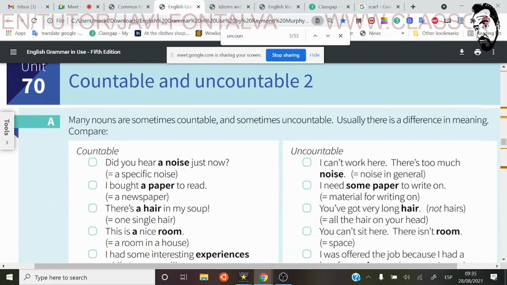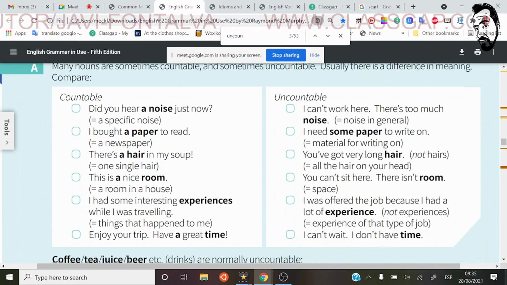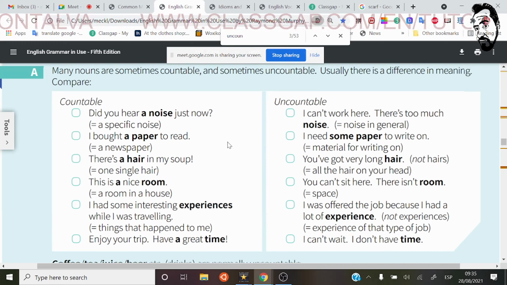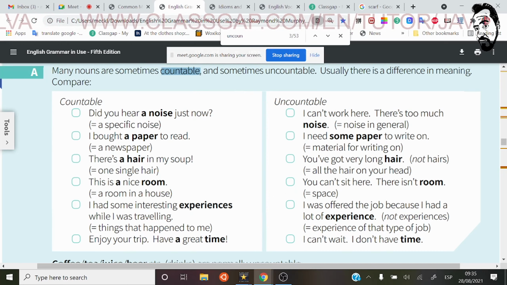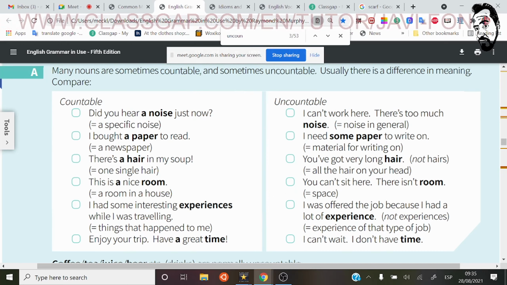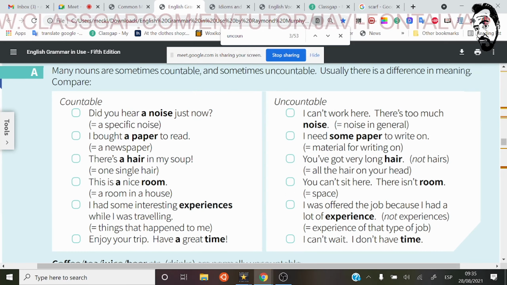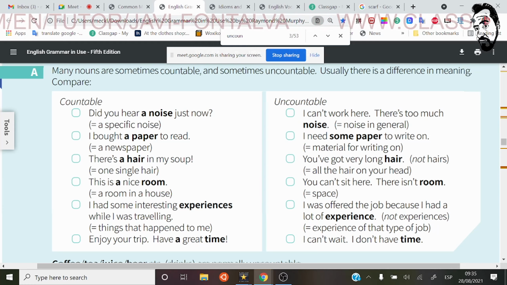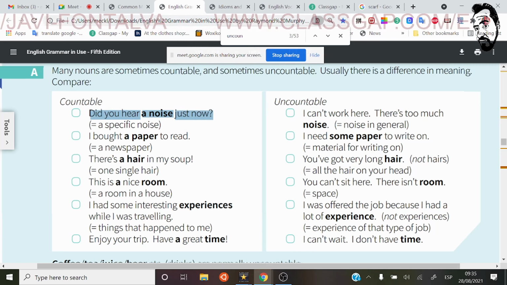Okay, so before I mention, some nouns can be both countable and uncountable. Sometimes the same noun can have two different meanings depending on what you mean. It can be countable or uncountable. We're going to read these sentences.